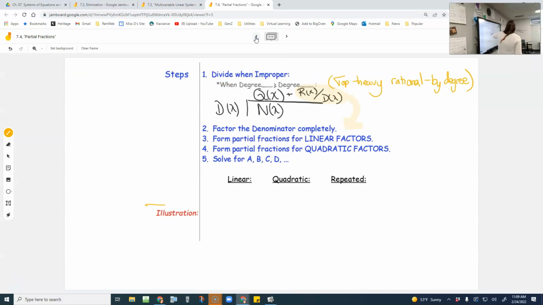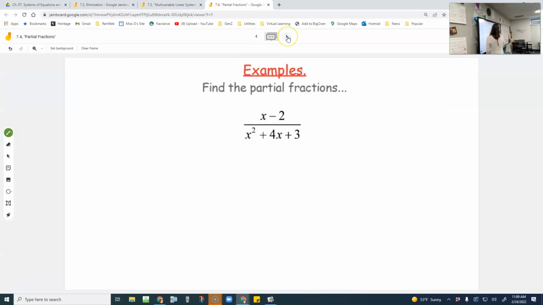First example. What are we going to do? You're going to do exactly what you just saw me do. You're going to factor that denominator and say, well, what are the partials that it could come from? We're going to figure out how to write those partials. Then we're going to use systems of equations to solve.